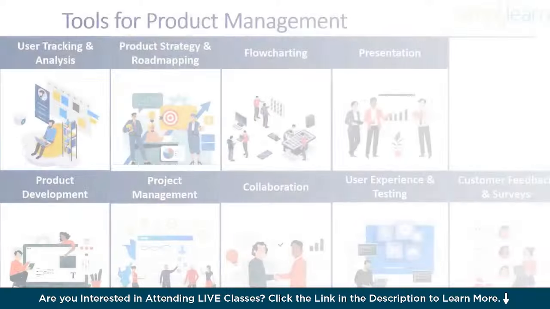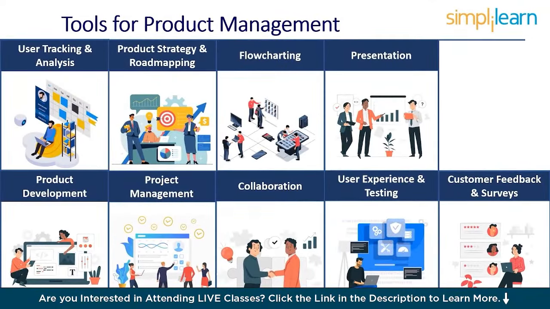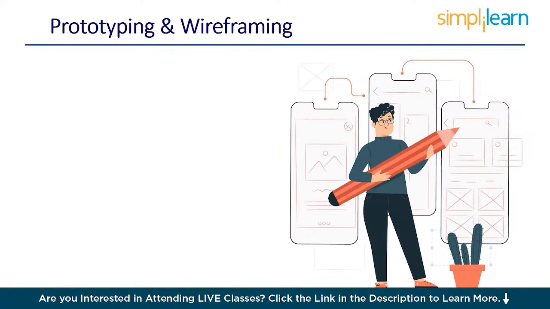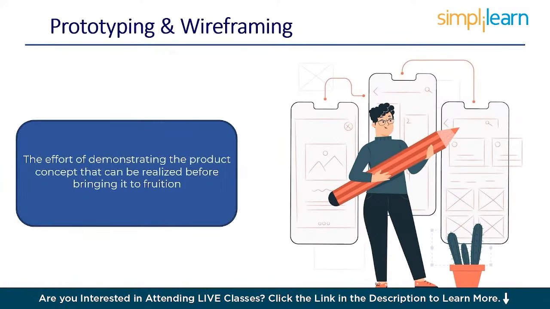Moving on to the next functionality of product management, it's prototyping and wireframing. Design teams experiment by turning their ideas into physical prototypes, which might range from paper to digital. To capture design concepts and user testing, teams create prototypes with varying levels of realism. You may improve and evaluate your ideas using prototypes, allowing your company to release the proper items. You must put a lot of effort into demonstrating that your product concept can be realized before bringing it to fruition.